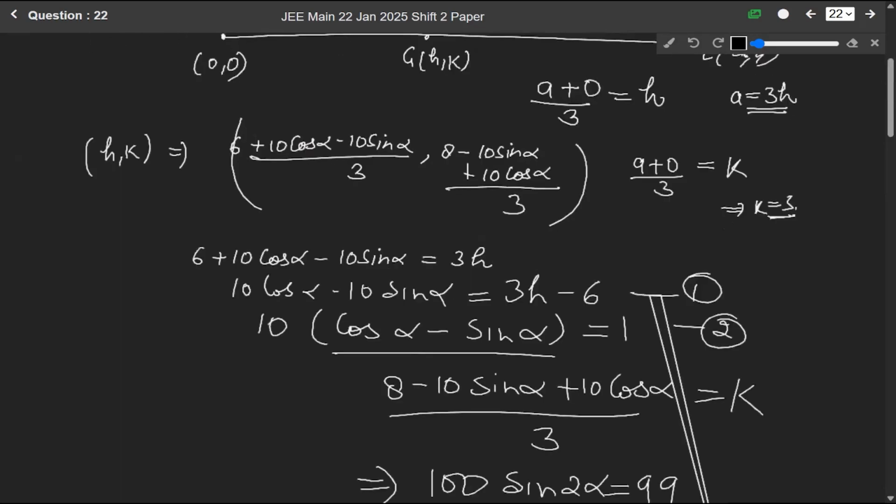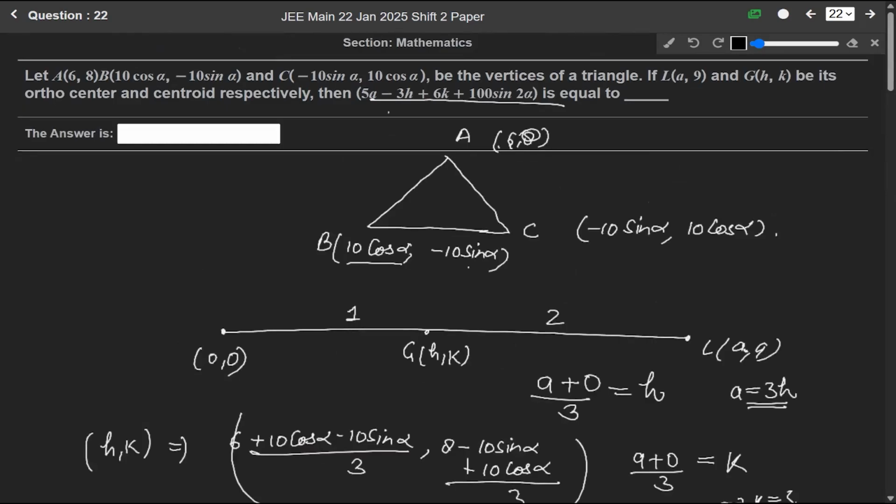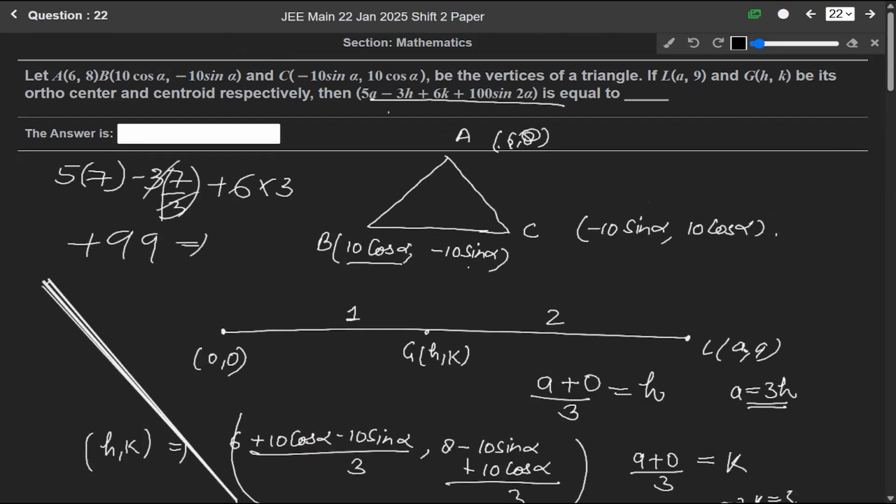Now we have to find the value of 5a - 3h + 6k. 5a means 5 into 7, minus 3h, where h is 7 by 3, plus 6k, where k is 3, plus 100 sin 2 alpha, and 100 sin 2 alpha is 99. The 3 cancels, and it will be equal to 35.